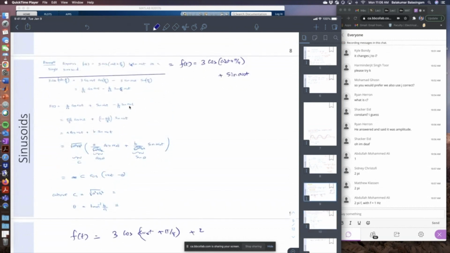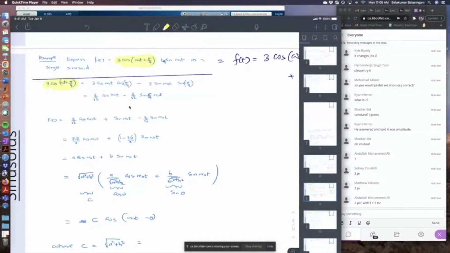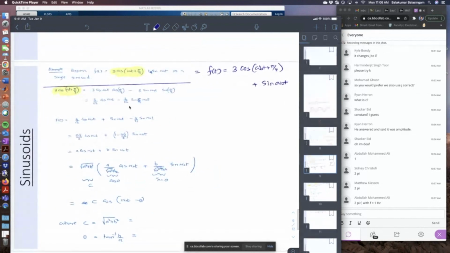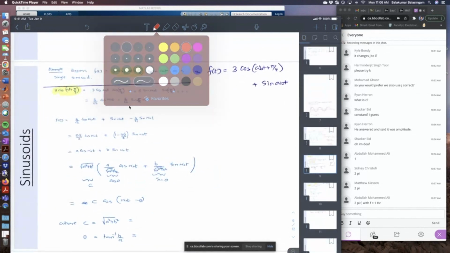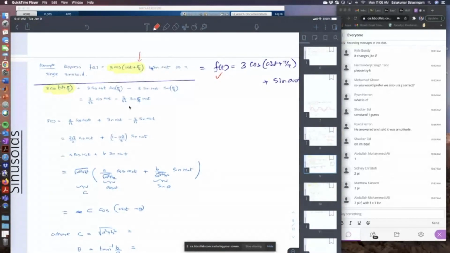So what I'm doing here is, first, let's look at that. We have to express the whole thing. There is no 4 here. So that's f(t) is 3 cos(ω0 t + π/4) plus sine ω0 t. Because we have this π/4, we need to deal with that first. So 3 cos(ω0 t + π/4). Let's expand that.